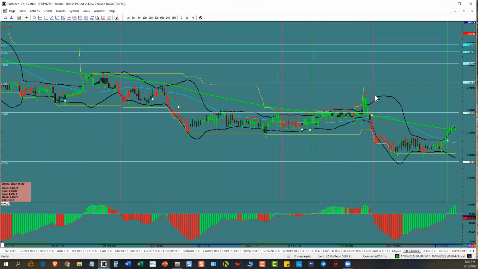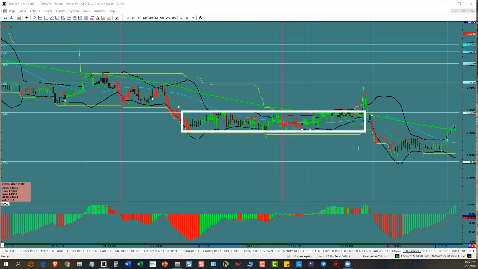Okay, now we got another pullback right here. Now, this is important for you to see. I got a flag working right here, and the flag is not producing what I want. I want it to produce sellers, and it's not producing sellers. So what do they do? You should be able to see this right there. Now that's called the head fake.